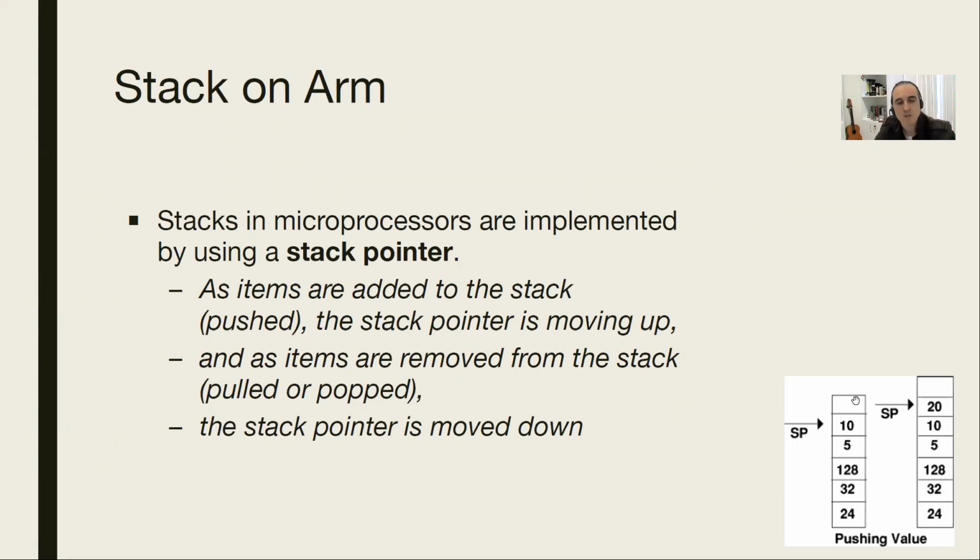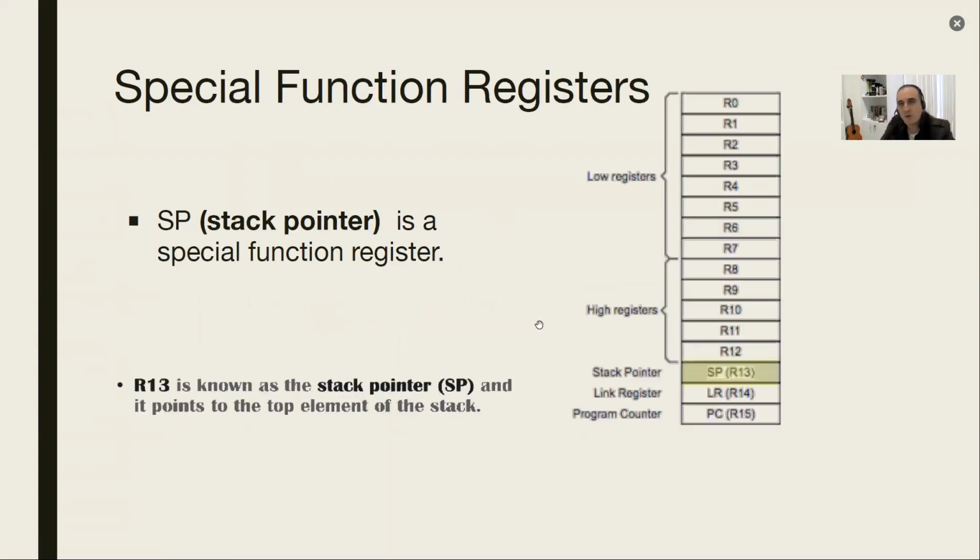In ARM, as items are added to the stack, I mean pushed to the stack, the stack pointer is moving to the next location. And as items are removed from the stack, the stack pointer is pointing to the previous location. So the stack pointer is moving up and down. That's how you do it. It was also another theoretical definition, but we are going to do it on slides and on Keil as well. Good. So guys, where is the stack pointer?